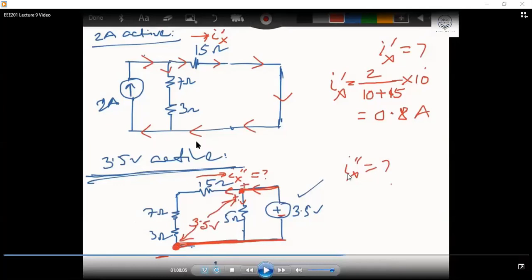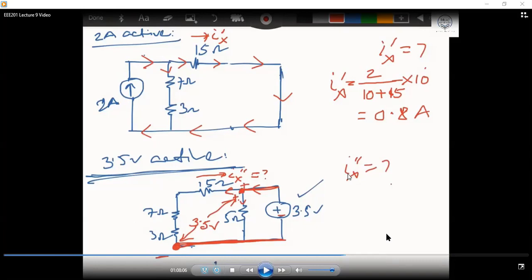Okay, can anybody tell me what is the answer of ix double prime here? The voltage across the 15, 7, 3, all the three resistances. What is that? 3.5 volt is up to this. Here to here is 3.5 volt. And this 15, 7, 3, altogether, the resistance you know, the voltage you know. So what will be the current flowing through that? Ix double prime will be what? Anybody can tell me? Yeah, Sharp Kumar there.